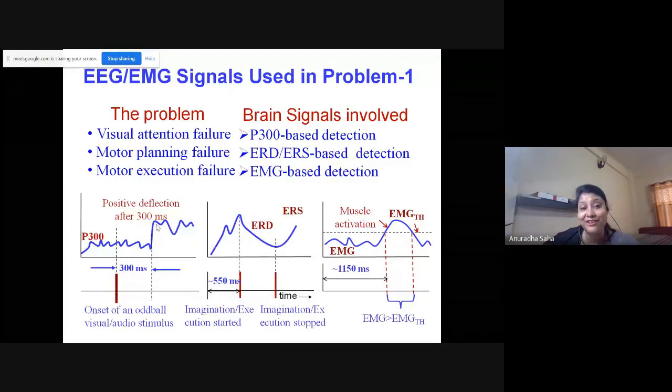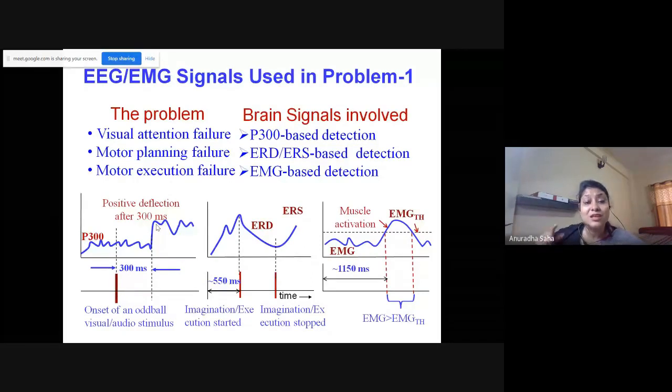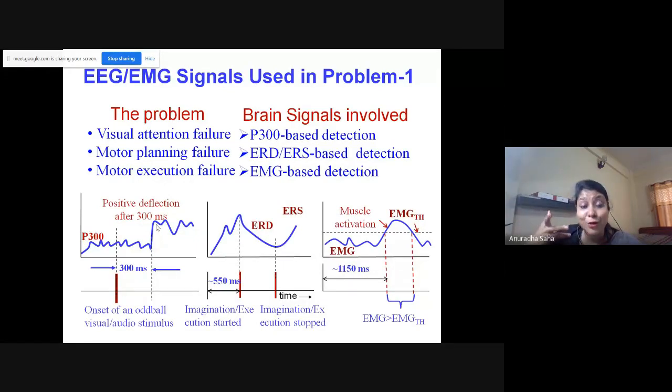This particular phenomenon is applicable for an audio stimulus as well. That means a certain kind of soothing music is going on, and there is some kind of sharp noise in between the music. If you are audibly alert, then obviously you cannot miss that sharp noise, and your brain must be generating this P300 spike at around 300 milliseconds from the onset of that particular stimulus.